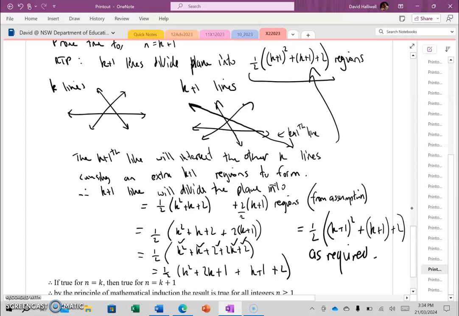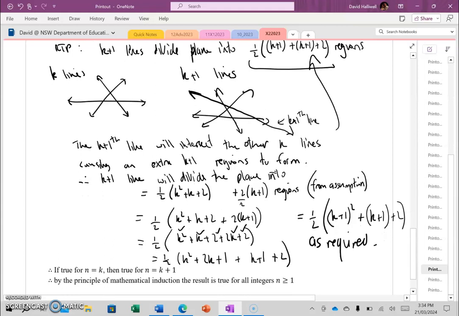And then finish the induction by saying, therefore, if true for n equal k, then true for n equal k plus 1. Therefore, by the principle of mathematical induction, the result is true. Okay.